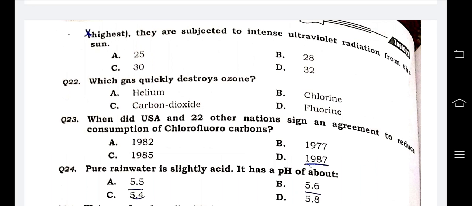Option A 1982, option B 1977, option C 1985, option D 1987. So in 1987, USA and 22 other countries signed an agreement to reduce the use of chlorofluorocarbons. 1987.